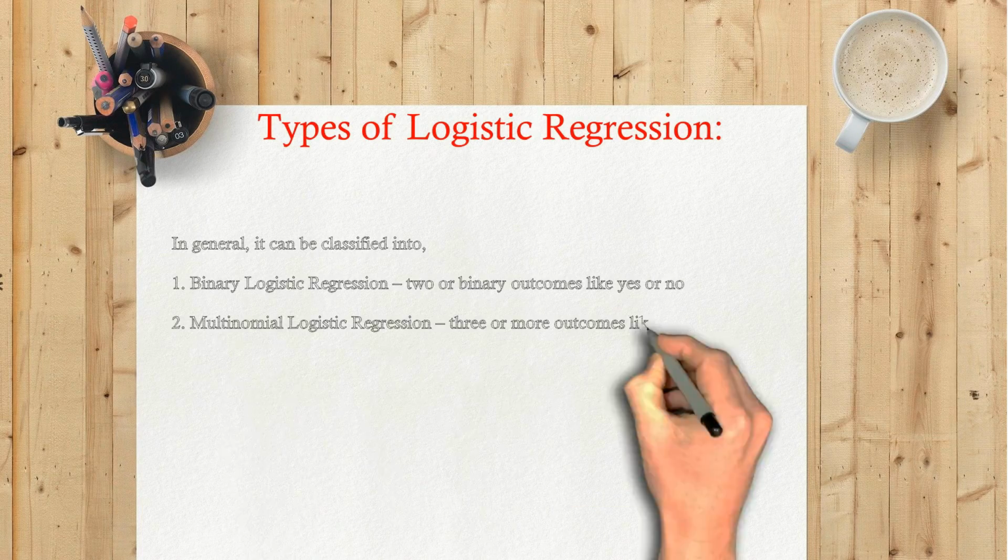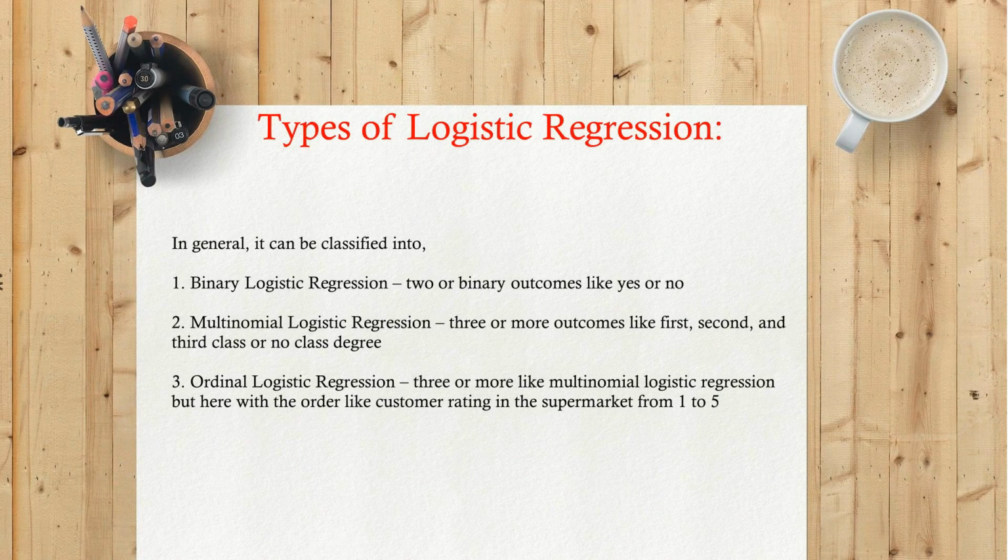Types of logistic regression. In general, it can be classified into: 1. Binary logistic regression, 2 or binary outcomes like yes or no. 2. Multinomial logistic regression, 3 or more outcomes like first, second, and third class, or no class degree. 3. Ordinal logistic regression, 3 or more outcomes like multinomial logistic regression, but here with the order, like customer rating in the supermarket from 1 to 5.